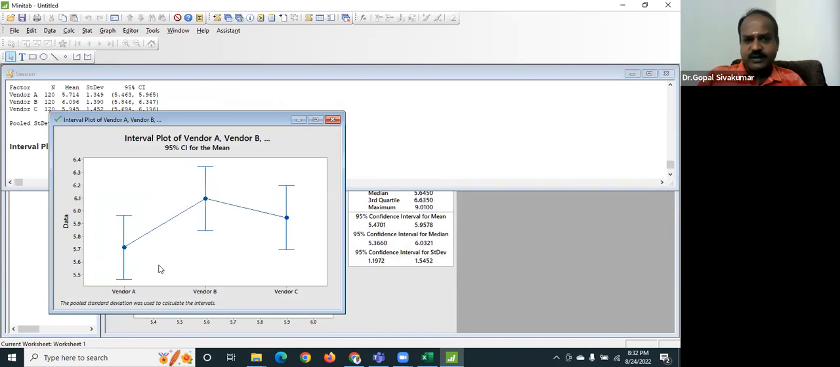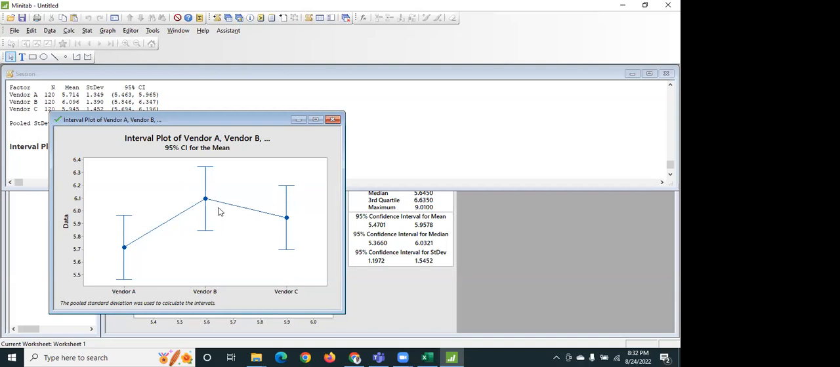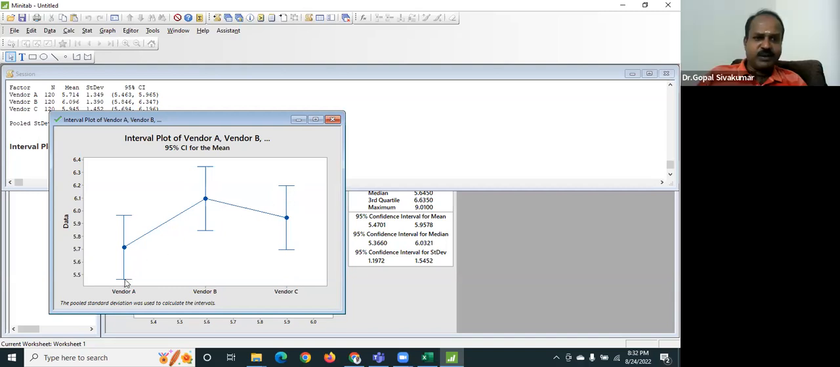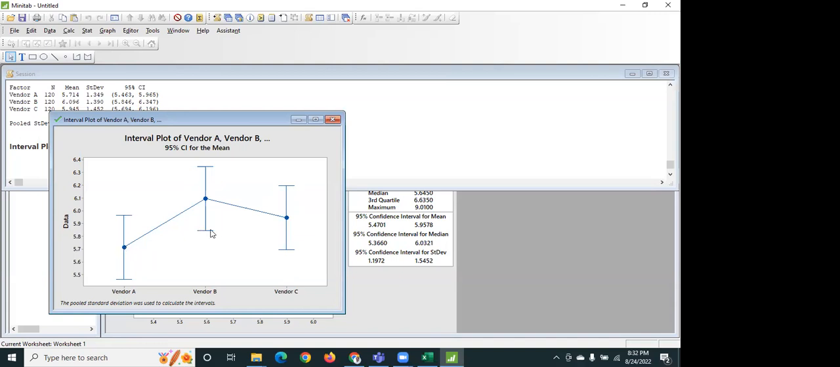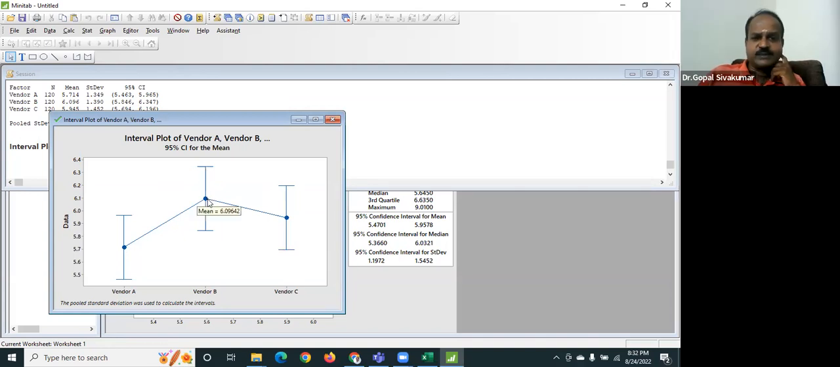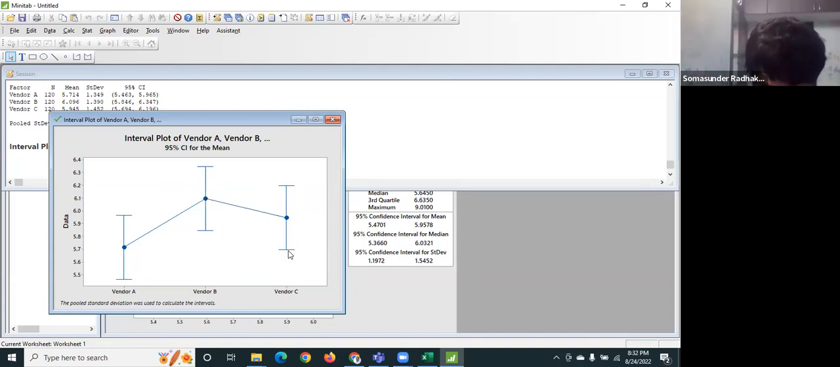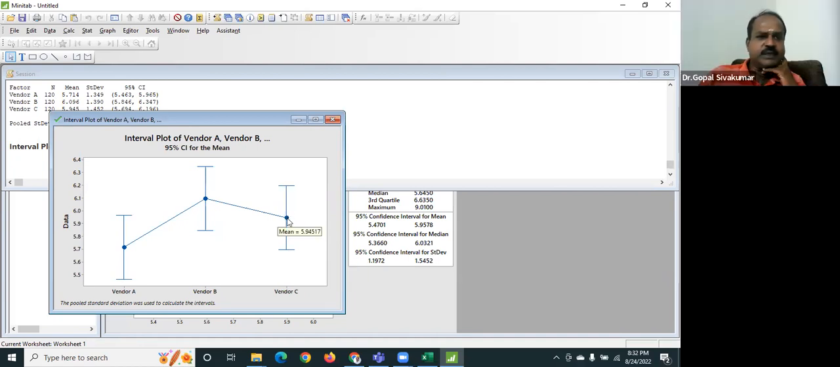Have you seen this graph already? Vendor A, vendor B, vendor C in the graphical summary I have shown. Am I right? What is this value? 5.4, 5.9. What is this? 5.7. What is this value? 5.8, 6.3. What is this? 6.09. This value 5.6, 6.1. This value is 5.945.